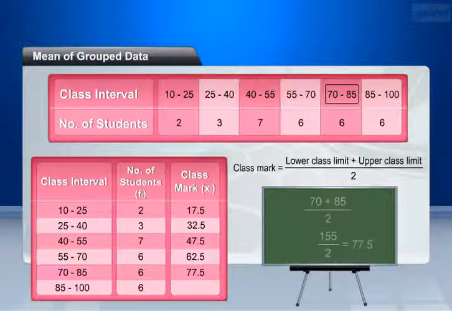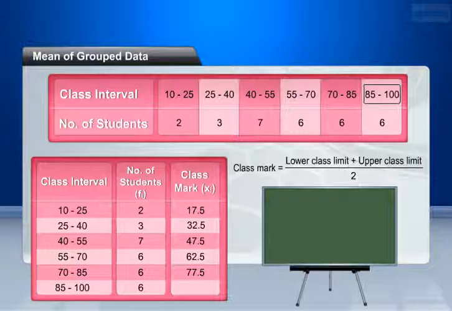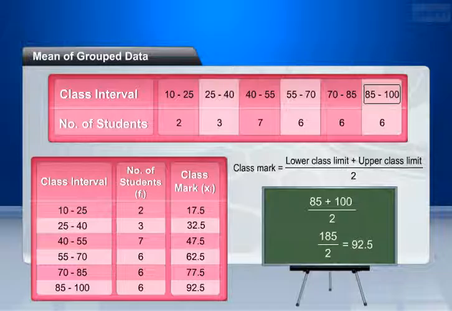Consider next class interval from the table, that is 85 to 100. Here, lower class limit is 85 and upper class limit is 100. For the class interval 85 to 100, the class mark equals 85 plus 100 divided by 2. This is equal to 185 by 2. This is equal to 92.5.